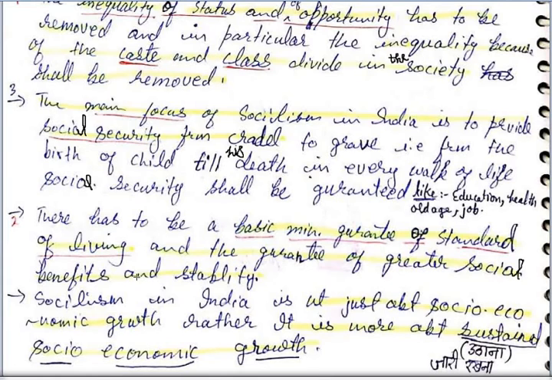Then write down the next point. There has to be a basic minimum guarantee of standard of living and the guarantee of greater social benefits and stability. Then write down the next point. Socialism in India is not just about socio-economic growth. Rather, it is more about sustained socio-economic growth.